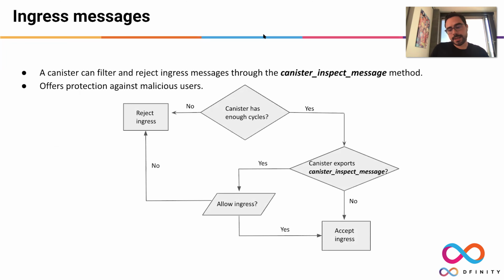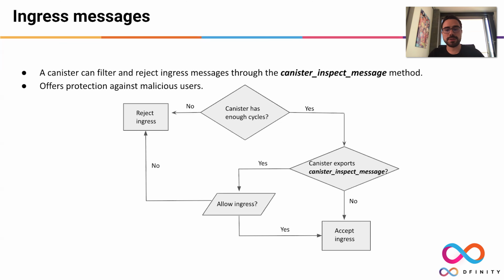So one can ask then, okay, what happens if a canister is spammed with a lot of ingress messages? That could be a bad thing and the canister can run out of cycles. So in order to protect against such cases, and specifically against malicious users who might try to do something like that, we offer the option to the canisters to filter ingress messages through a special method that they can export called canister inspect methods.